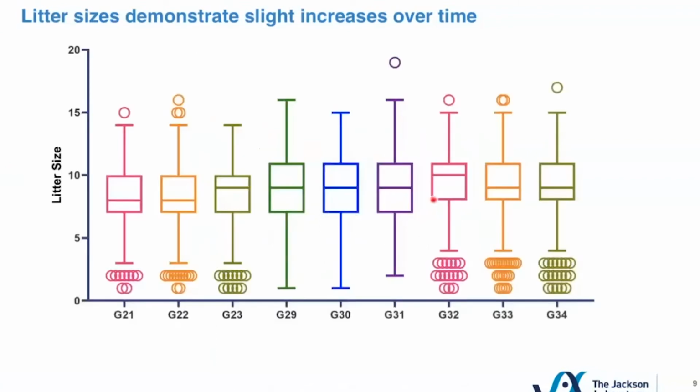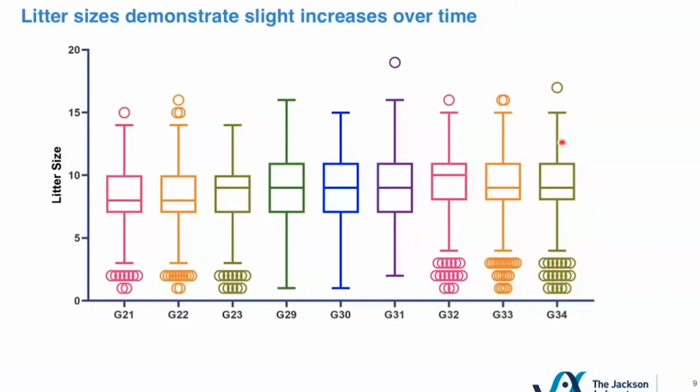We also wanted to plot out our breeding statistics for this population as well. So what you can see here is that at generation 21, we had an average of about 7 to 8 pups per litter. Now, the number of pups per litter has increased over time, but once again, that's really to our benefit as breeders of this population, that we're getting closer to about 10 pups per litter on average.